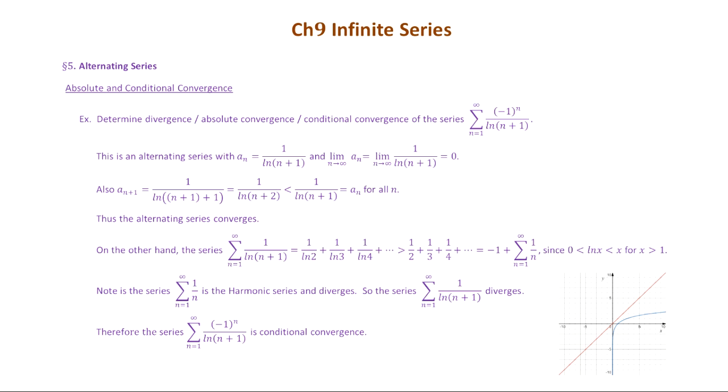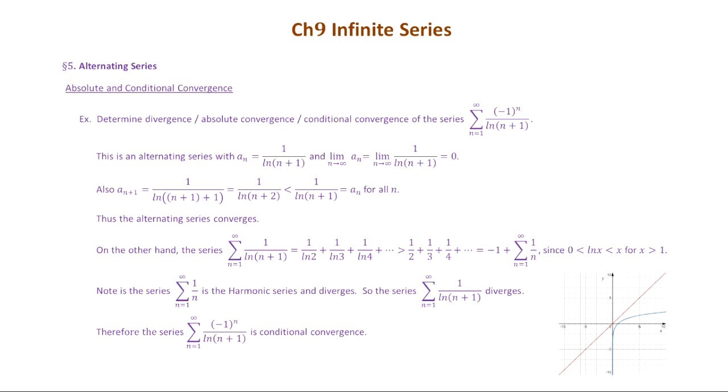But then we need to check the second condition: whether a_(n+1) is less than or equal to a_n, and this is also true. a_(n+1) is just 1 over ln(n+1+1), so it is ln(n+2), and that's less than 1 over ln(n+1), which is a_n. So the magnitude of the series does decrease. So the two conditions for alternating series convergence are satisfied. So this alternating series converges itself.